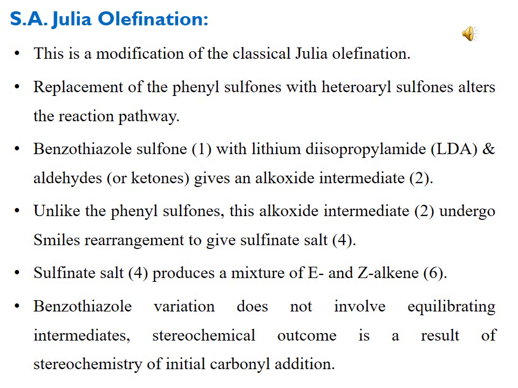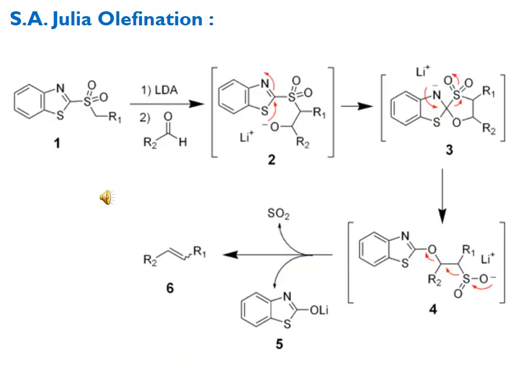The reality for this variation of E and Z alkenes is that the benzothiazole variation does not involve equilibrating intermediates. So the stereochemical outcome is a result of the stereochemistry of the initial carbonyl addition. If that was cis addition or E addition, then we get the E alkene product. If it was Z, then we get the Z alkene product. This is the reaction of Sylvestre-Julia olefination.